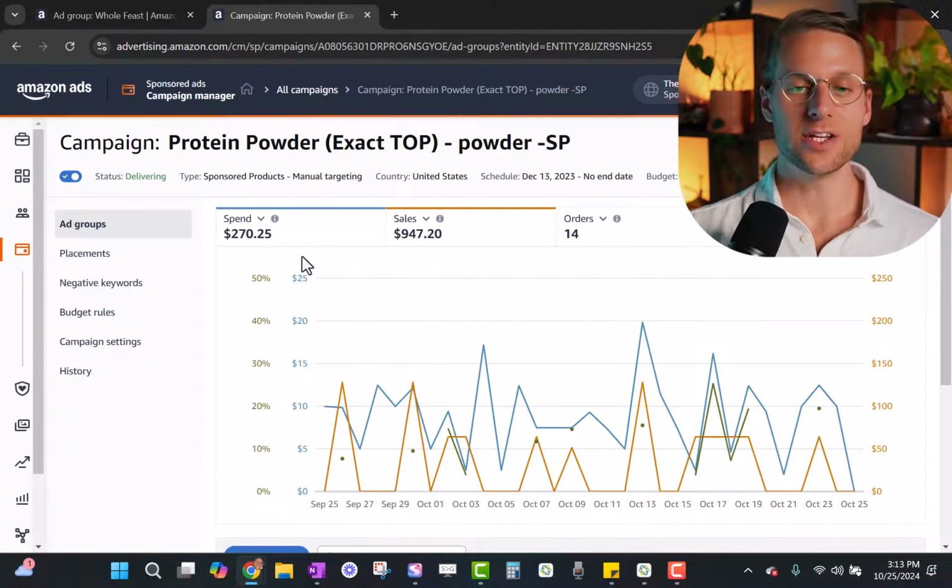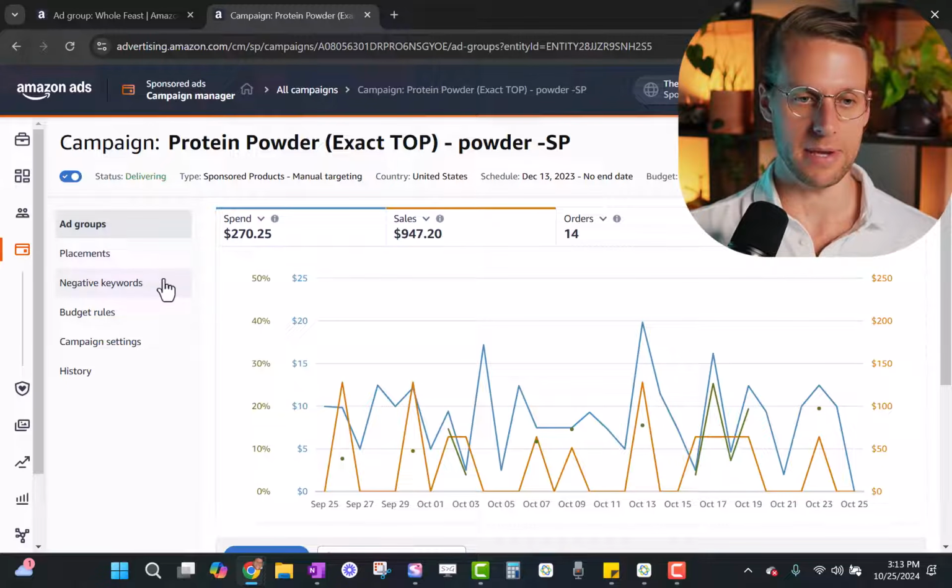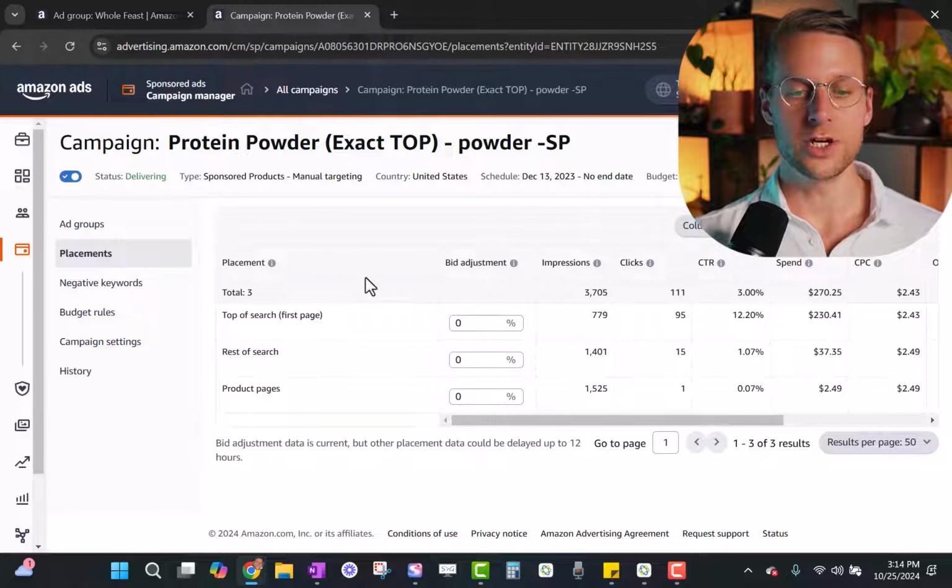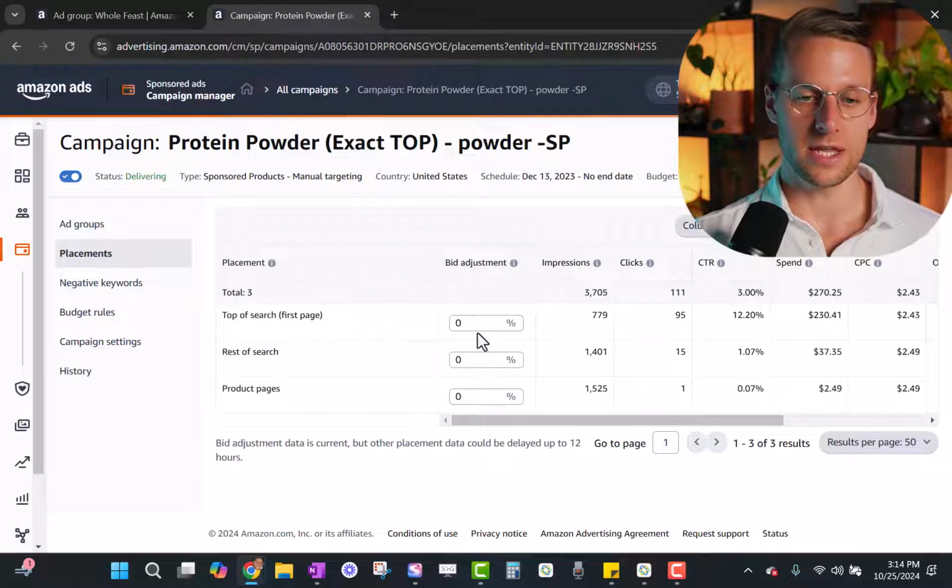Now, there is another way to affect bids without changing the bid directly when you're optimizing campaigns, and that is placement. So you can see on the left-hand side, after I click my campaign, I can see a tab called placements. I'm going to click that tab, and here's where I'll have the ability to change my bid modifiers. So what this is telling Amazon is I'm allowing them to change my bid, up my bid by a certain percentage based on where Amazon is showing my ad.